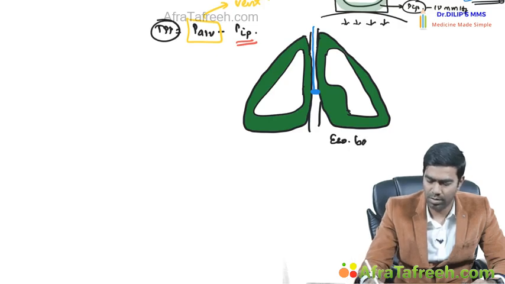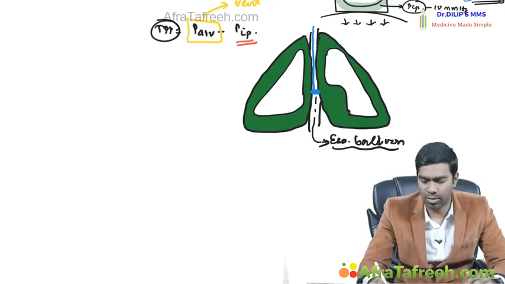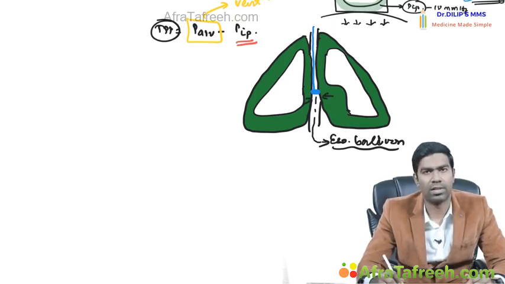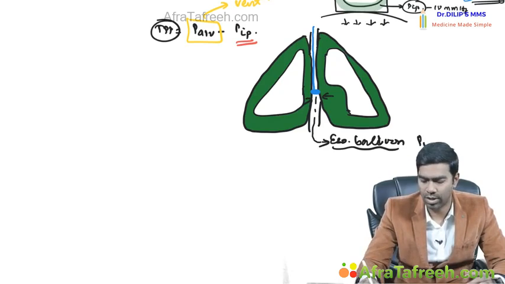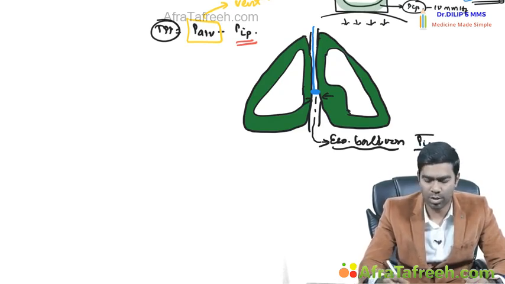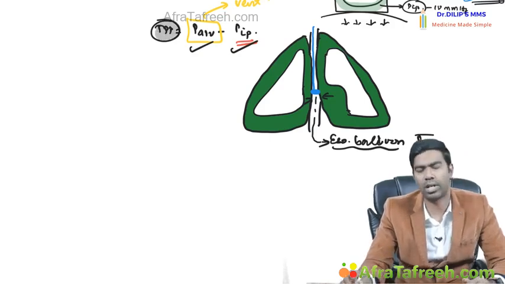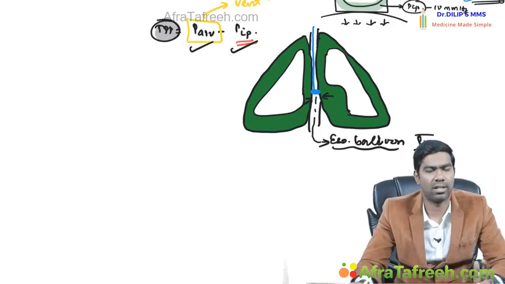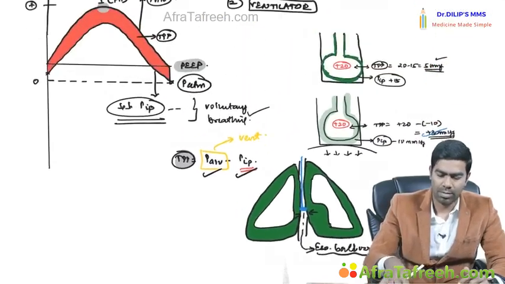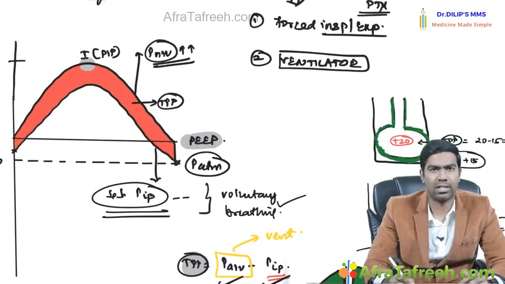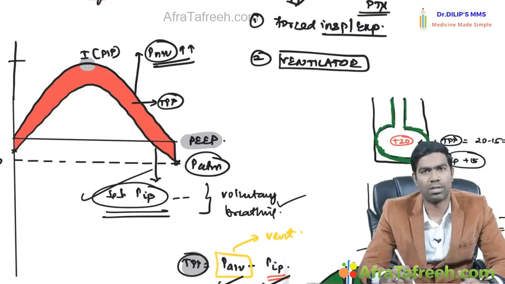So many ICU physicians nowadays put this esophageal balloon. This esophageal balloon will be in direct contact with the pleural surface, and that is going to give you the intrapleural pressure. So now you have both the data, alveolar pressure as well as intrapleural pressure. Now you can find out the transpulmonary pressure and you can estimate and assess the risk of barotrauma in that particular patient. Very simple.